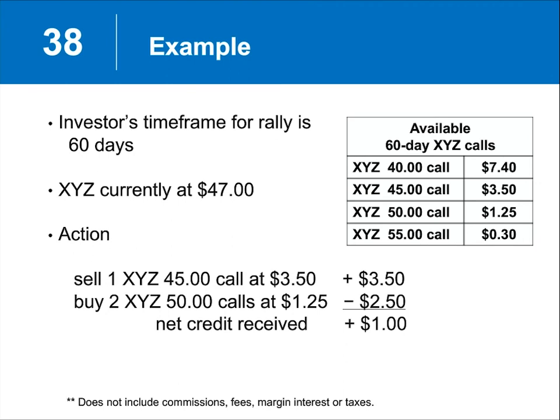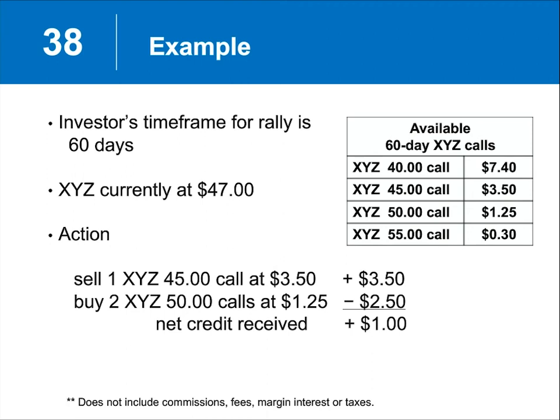Our time frame for the rally is 60 days. The stock is currently at $47. So we're going to sell a 45 call at $3.50, and we're going to buy 2 of the 50 calls for $1.25. That's going to give us a net credit of $1, right? Because we're buying 2 at $1.25. That's $2.50. We sold for 3. A net credit for the entire 2 to 1 of $1.